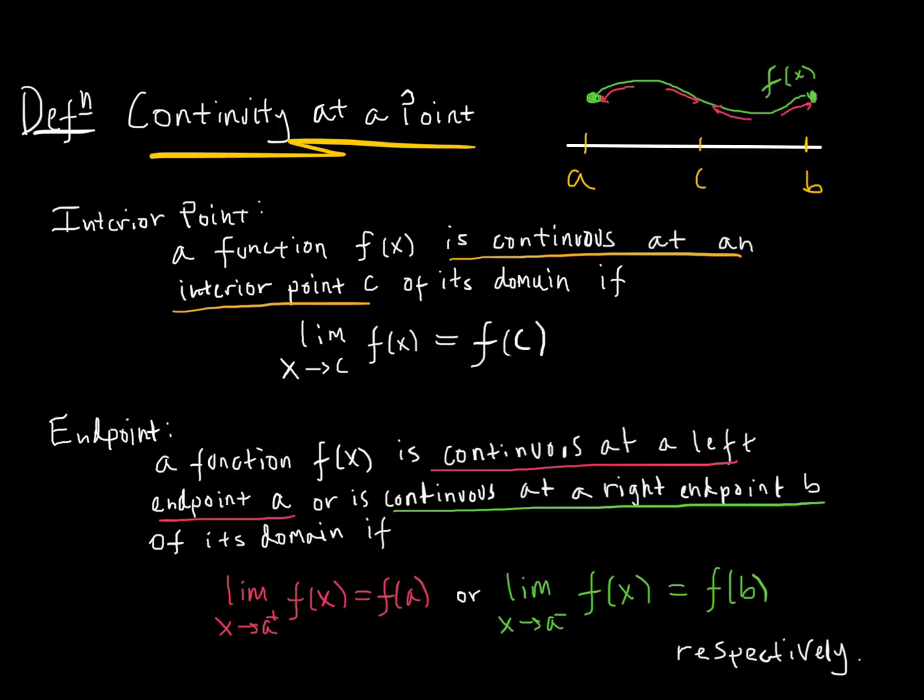So we say that a function f of x is continuous at a left endpoint A or is continuous at a right endpoint B of its domain if, for the left endpoint, all we want to know is whether the limit as we approach from the right, the only side we can actually approach from, of that function f of x is equal to the value of the function at that endpoint A. And then for a right endpoint, same idea, just a different side: is the limit as x approaches B from the left, the only side that we can actually take the limit from, equal to the value of the function when you plug in that endpoint B?